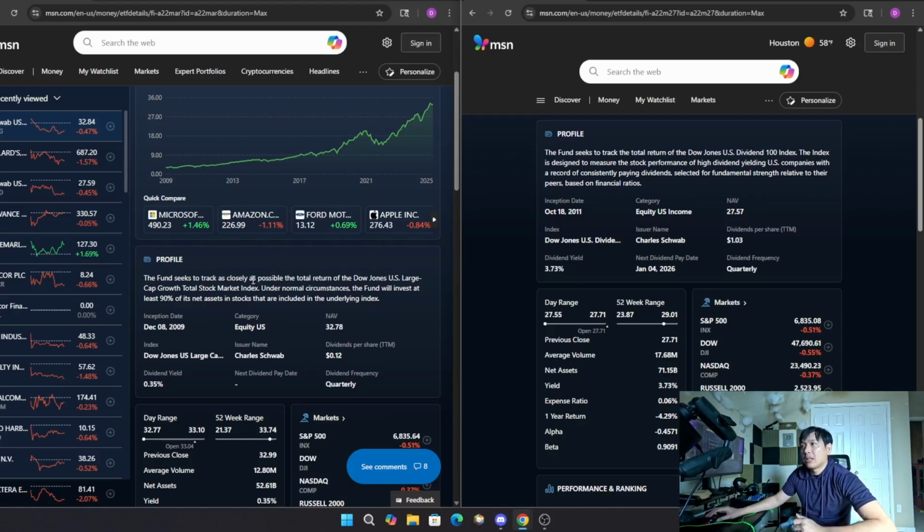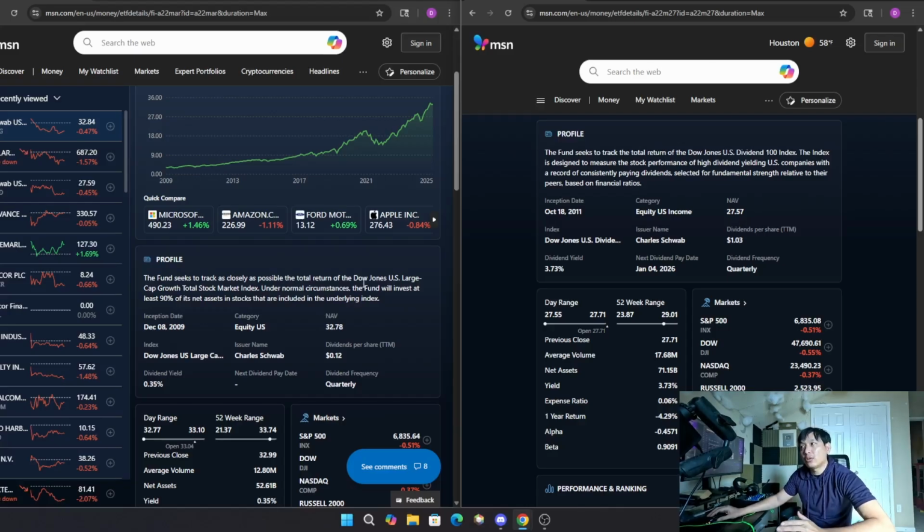Now, the other thing you have to look at is what each fund's profile does. So SCHG, what they do is they seek to track as closely as possible the Dow Jones US Large-Cap Growth Total Stock Market Index. It invests at least 90% of its assets in stocks, including the underlying index.